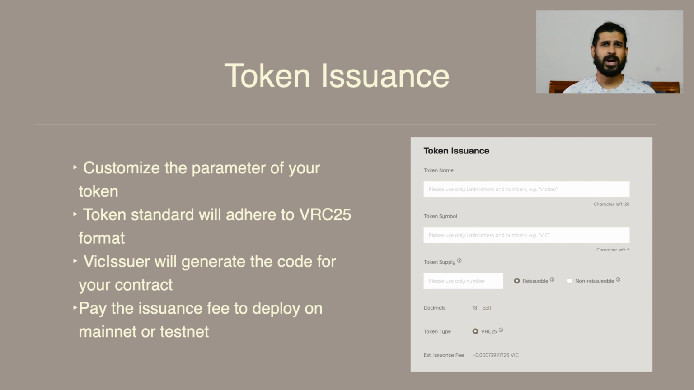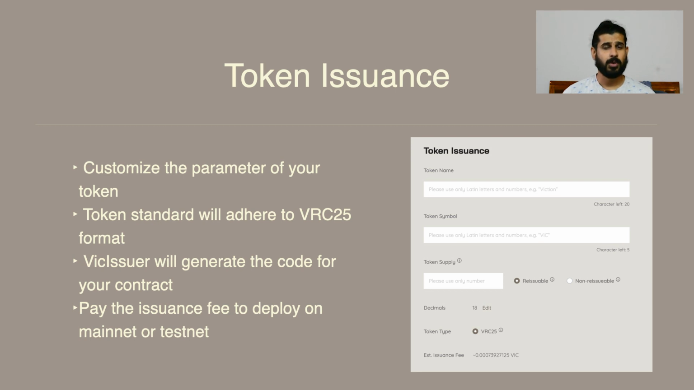So VicIssuer provides an easy-to-use UI for you to launch your own VRC25 token. From this interface, you can customize your token name, symbol, supply, and reissuance properties. The token decimals are defaulted to 18 here. There will be a very small fee in Vic required to deploy your VRC25 contract. Once you finalize your parameters for your token, VicIssuer will generate the code for your contract. From there, you can deploy a token to testnet or mainnet.